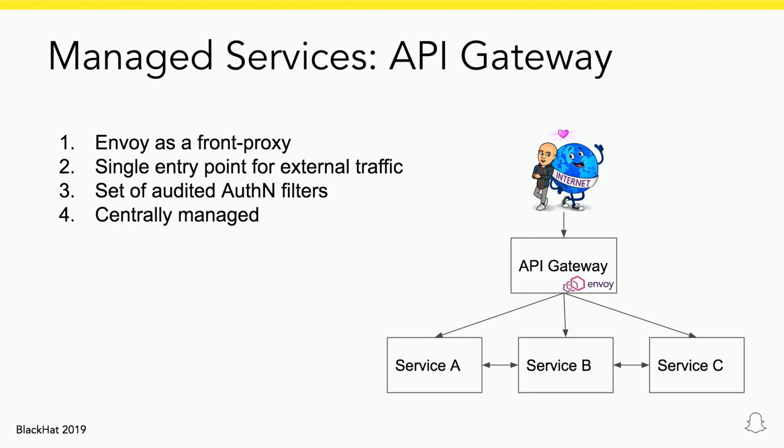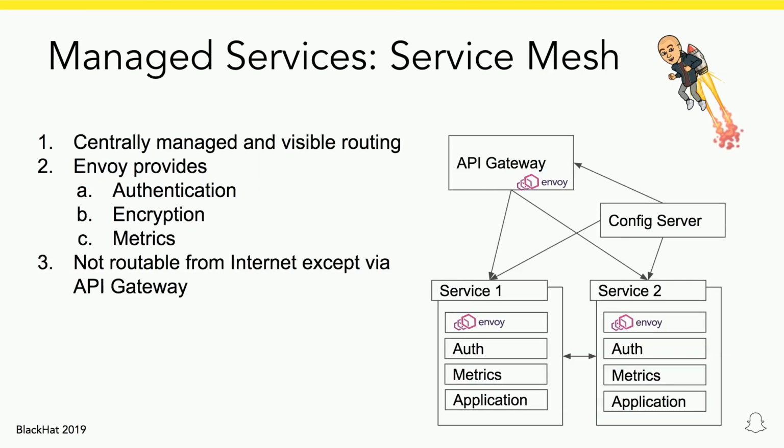So the first component here, API gateway. This is Envoy configured as a front proxy. This is the central entry point. It's got authentication filters. These are managed by the security team. Some of them written by the security team. It's one point that we have to look at and audit and understand for the ingress traffic to our environment. And it's centrally managed via the Envoy XDS protocol, which we'll get into.